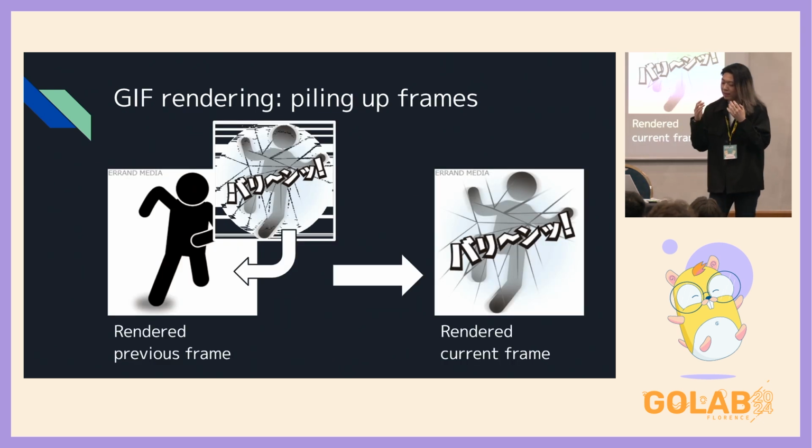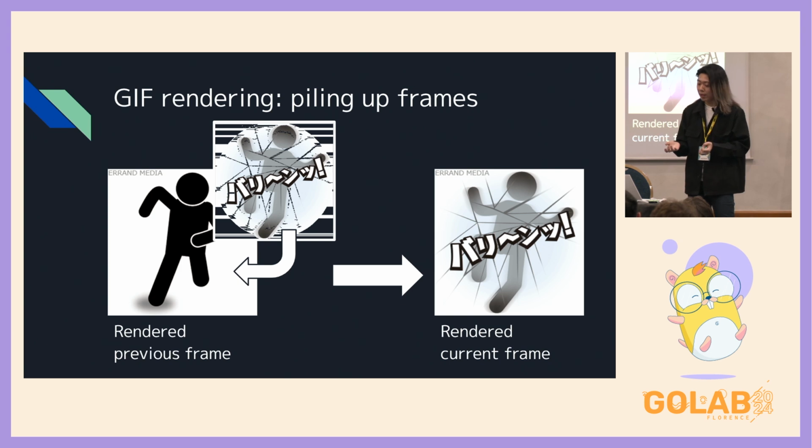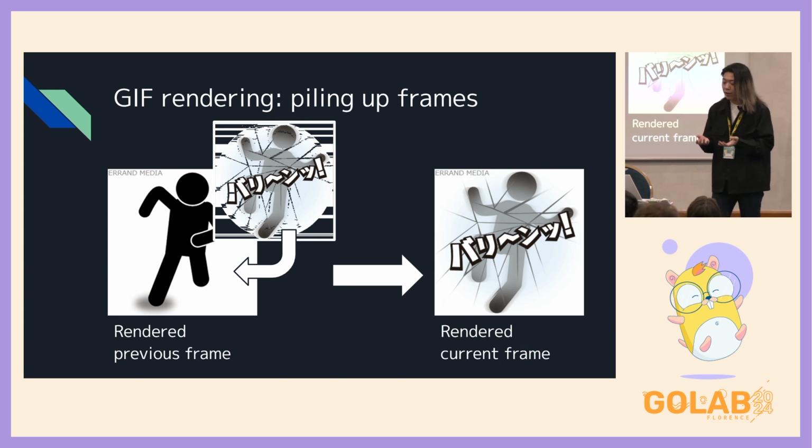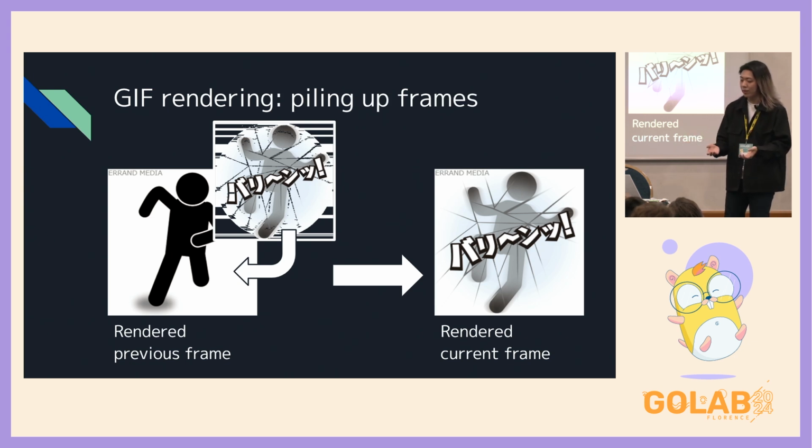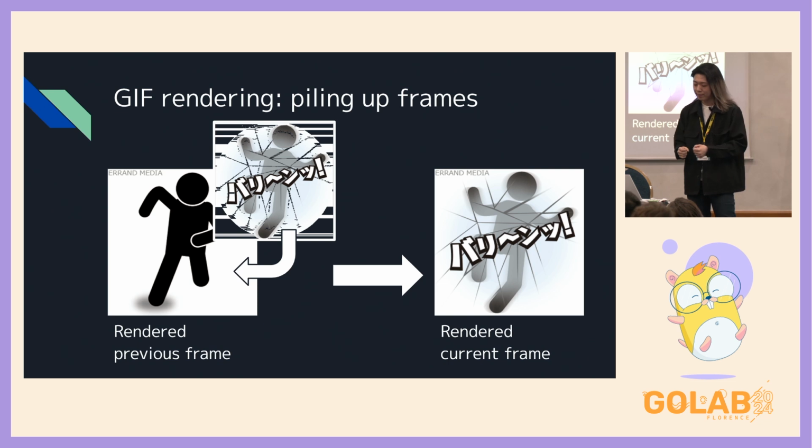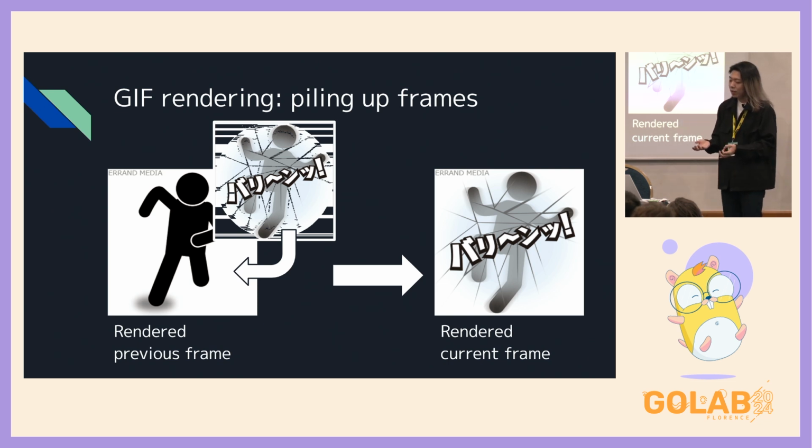So now let's see how GIFs are rendered here. We render them by piling up the frames, right? To render the current frame, we take the current frame and pile it up with the previously rendered frame. The previously rendered frame is already a combination of all the frames piled up until that point, starting from the very first frame. This way, each frame builds upon the previous one, right?